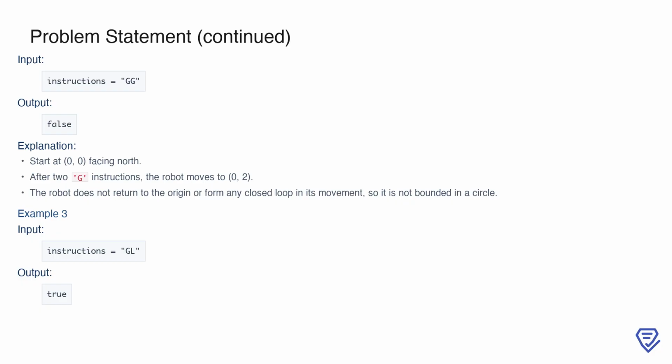However, there are no turns in this sequence, so the robot continues facing north and does not return to the origin. Its movement does not form any closed loop, and the robot would keep moving further away from the starting point if the instructions were repeated. As a result, the robot is not bounded within a circle, and the output here is false.